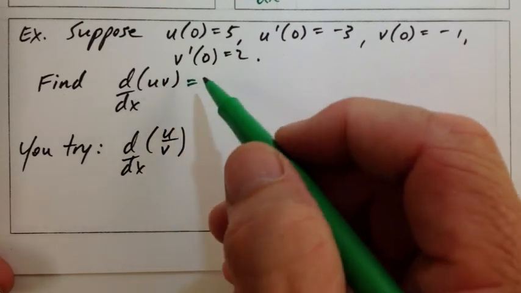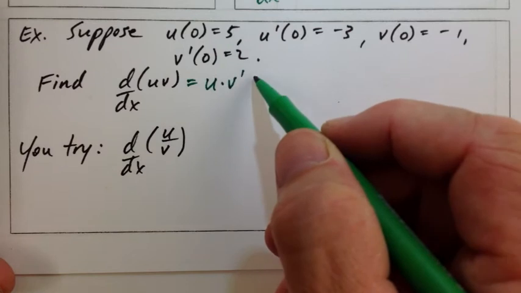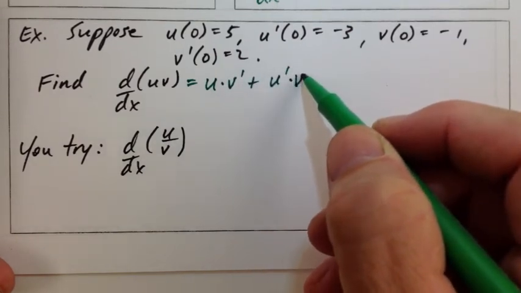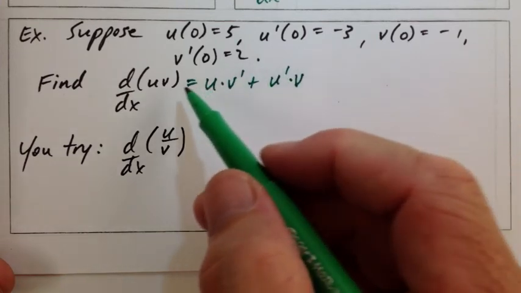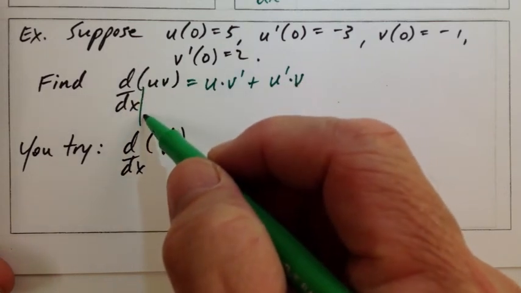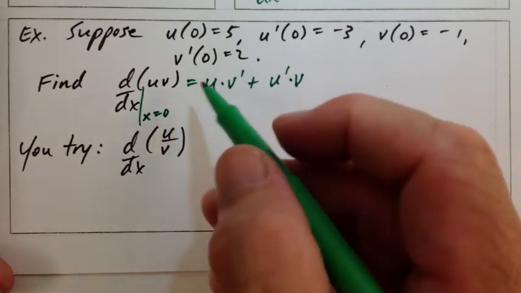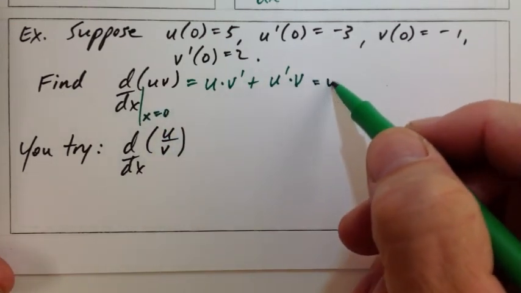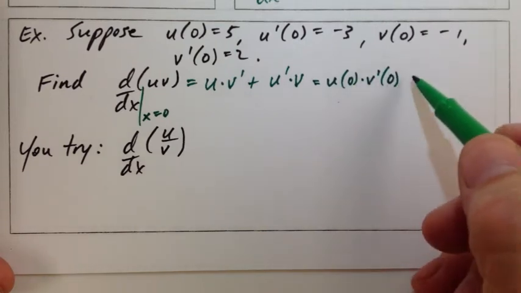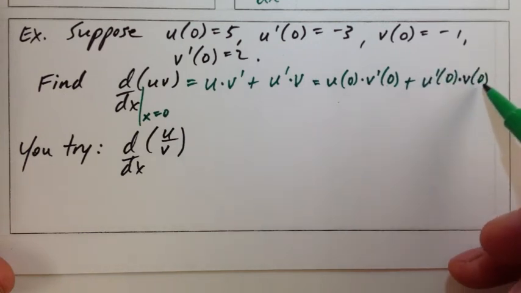And we know the rule for the derivative of a product is the first times the derivative of the second plus the derivative of the first times the second. Okay? Now I didn't write this, but what we're really trying to find out here is the derivative of uv at 0, when x is equal to 0. So the way we'll do this is we'll write u of 0 times v prime of 0, plus u prime of 0 times v of 0.